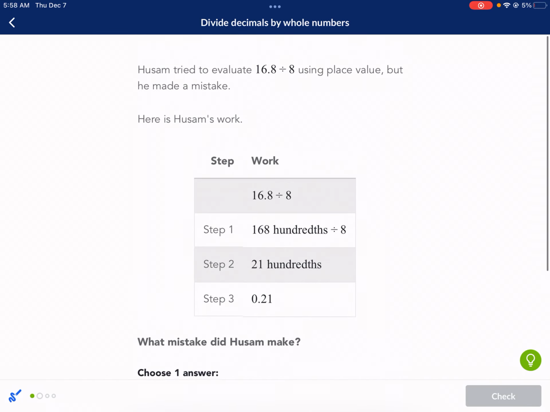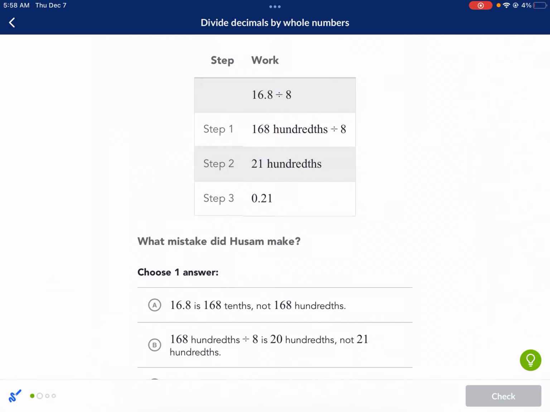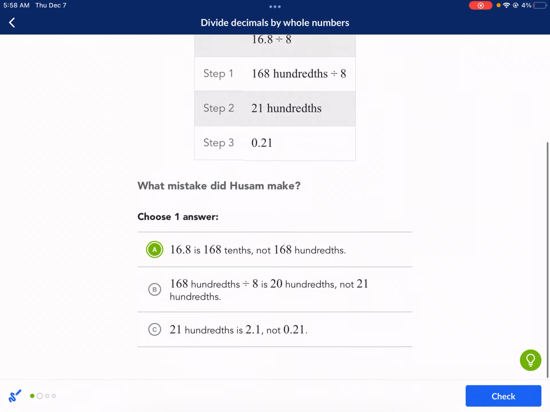Okay, so we're trying to evaluate 16.8 divided by 8 using place value, but he made a mistake. Let's see, 168 hundredths divided by 8, 21 hundredths, 0.21. If we have 16.8, you can see that the 0.8 is in the tenths spot, not the hundredths. So that's his mistake. 16.8 is 168 tenths, not 168 hundredths. That is a mistake, and we're going to move on from there. I'm looking at the other ones, and it looks like C at least is correct, but the mistake is he wrote tenths. I'm going quick because I'm running out of time.